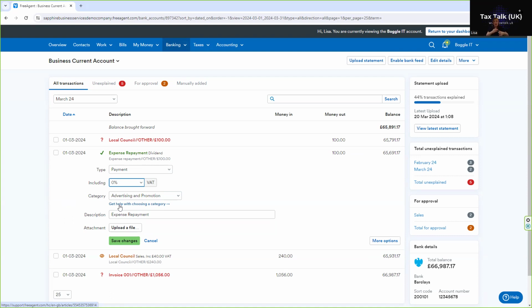So in terms of the balance sheet, it's just going to reduce the profit and loss and reduce the bank account. So everything that's needed from that transaction will be completely satisfied by categorizing it directly.